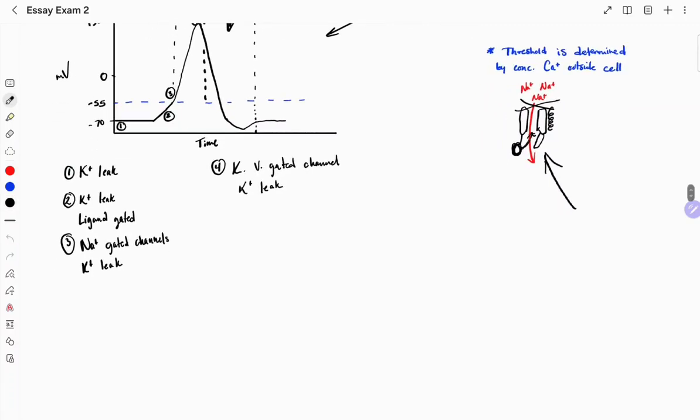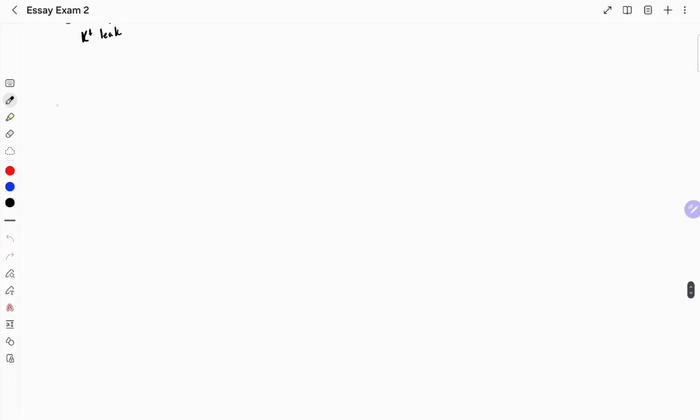Okay, there are two other topics I want to talk about. One is going to be capacitance. The other is length constant, but let me think for a second. Let me talk about length constant first.